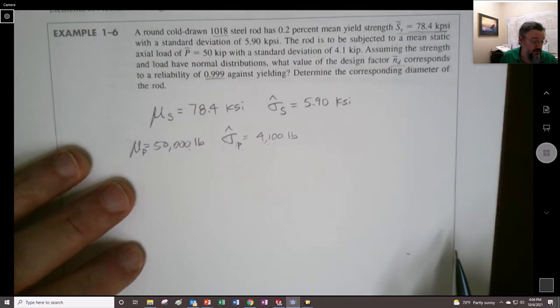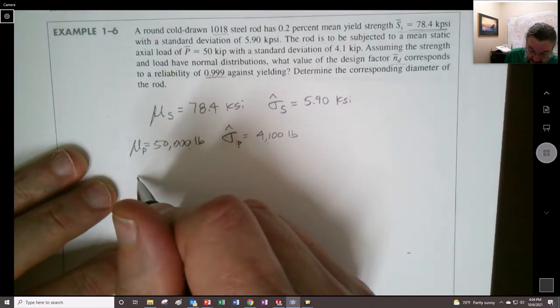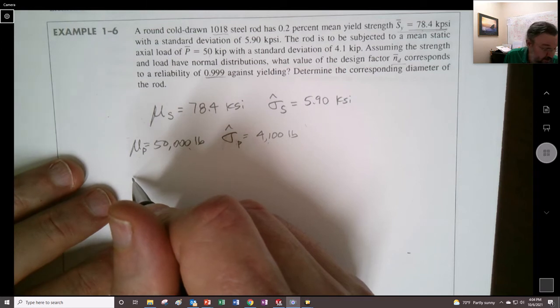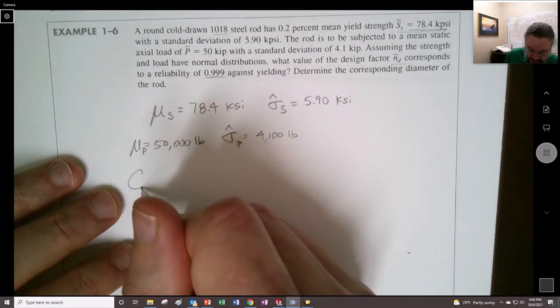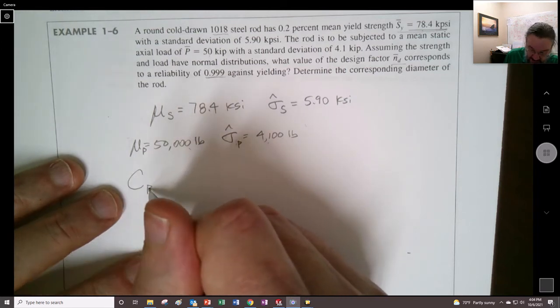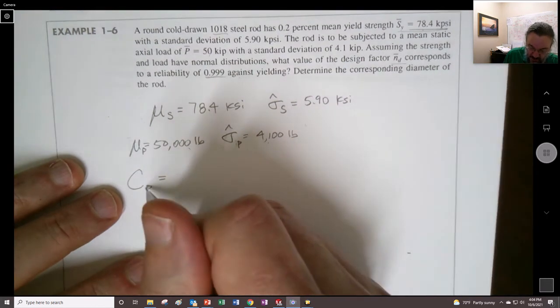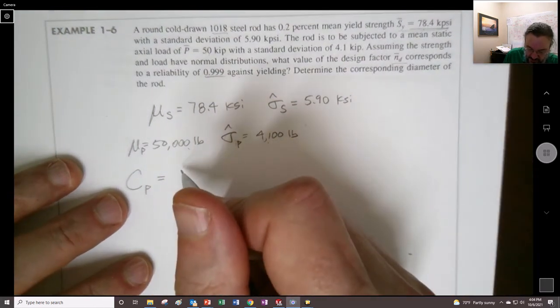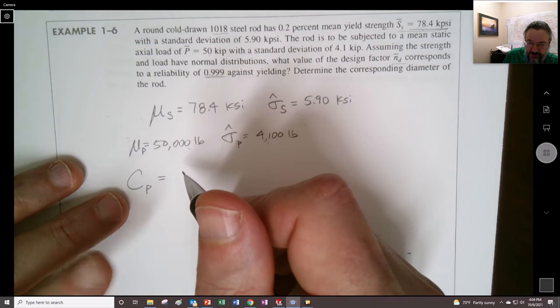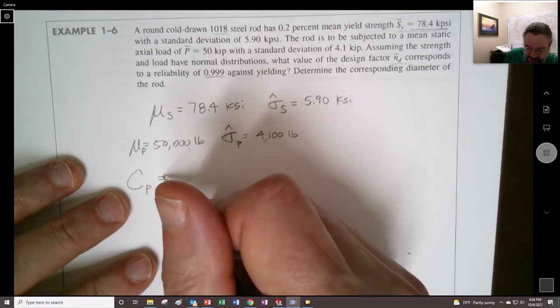Okay, so we're going to take first, we want a coefficient of variance, right? So we want a CP right here. Something that we're going to know, right? So I had to be a little careful here. Okay, so we're going to say that CP, right?